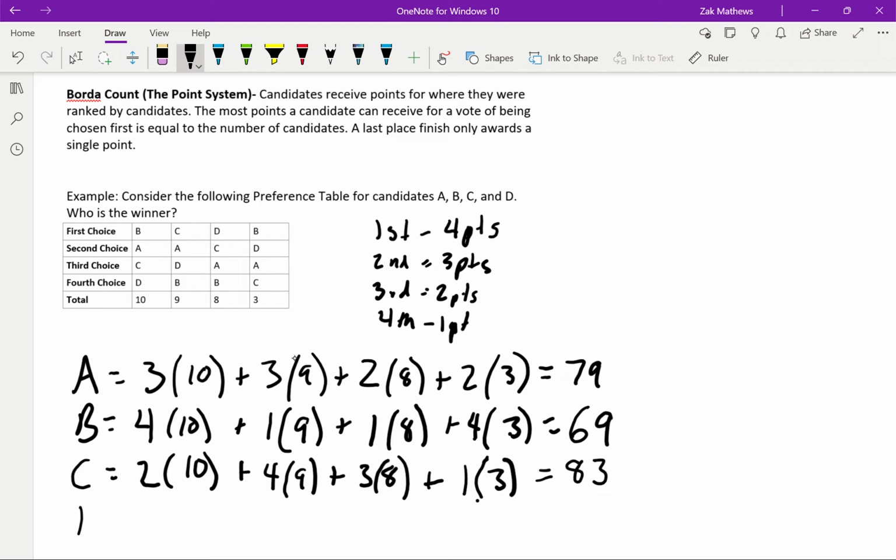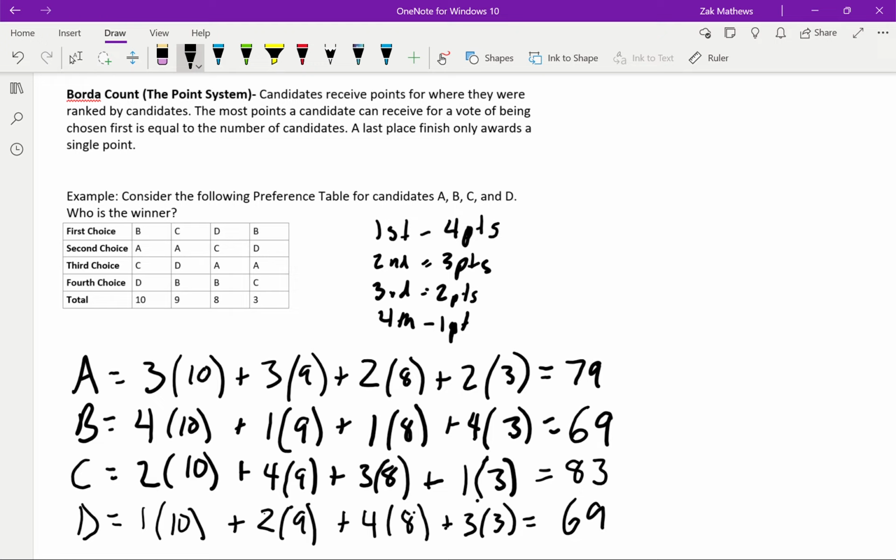Let's look at candidate D. Candidate D was the 4th place choice in the first column, so they only get a single point. They were the 3rd place, so they get 2 points for that in the second column. Then they won the 3rd column, and then in the last they came in second again, so they get 3 points for that. And I'm going to add these together. And so candidate D gets 69 points as well.